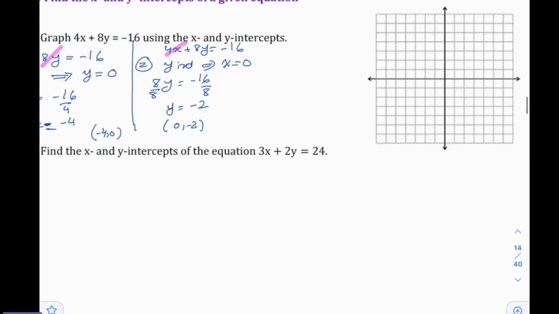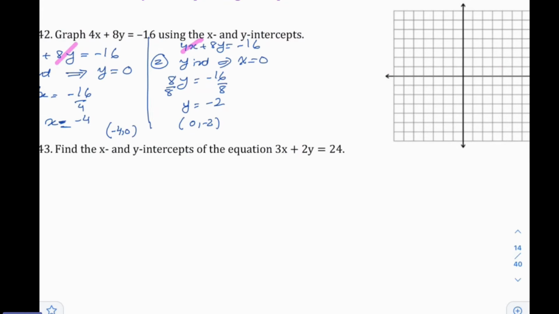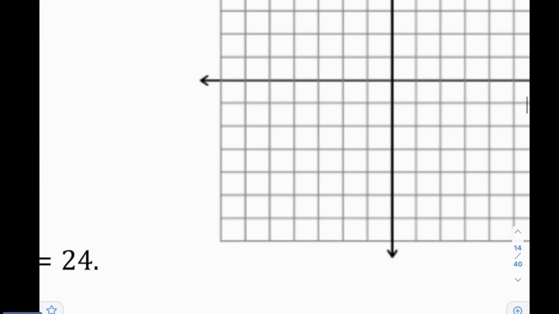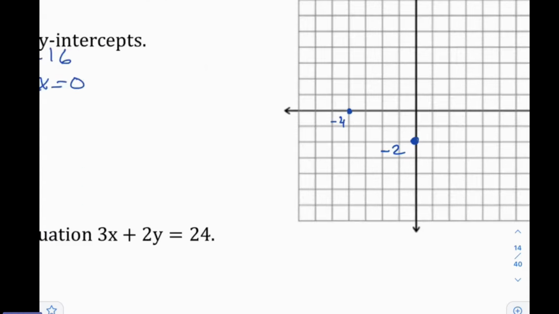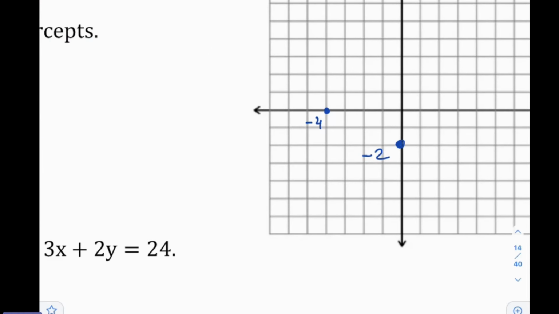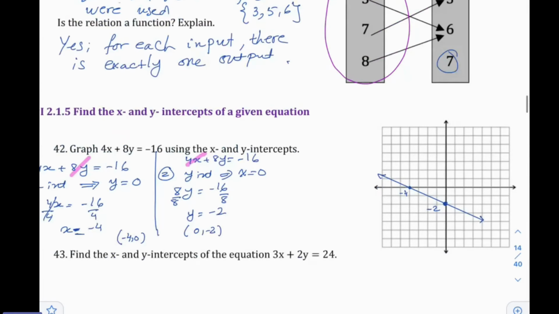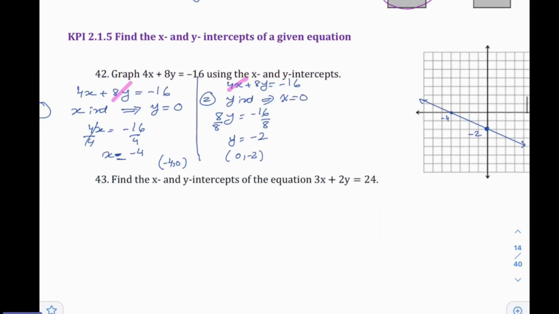You go to the graph paper, and let's plot. Where is (-4, 0)? This is (-4, 0). At minus 4, this is the x-intercept. The y-intercept at (0, -2) is here. And you will match the line over there. This is your line. And this is a very good and nice way to graph any line.